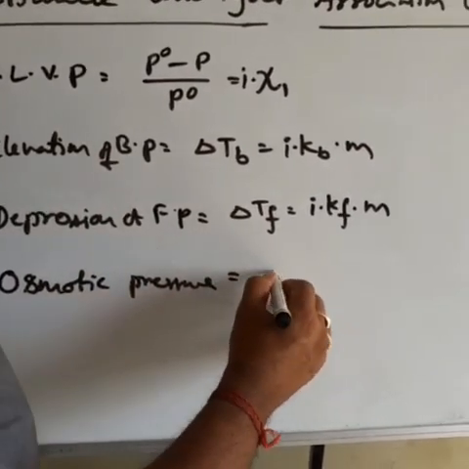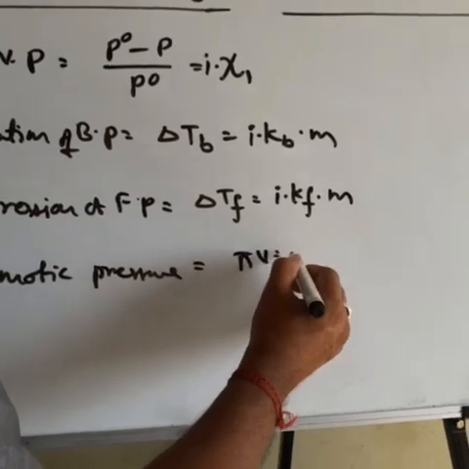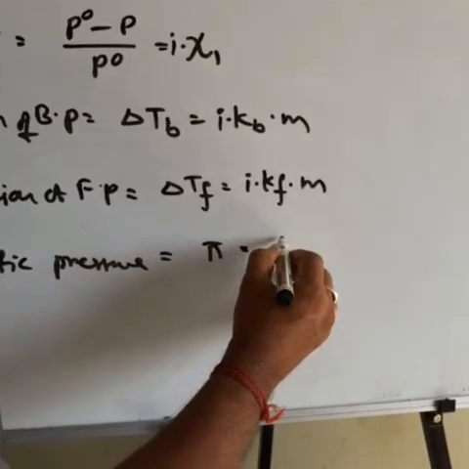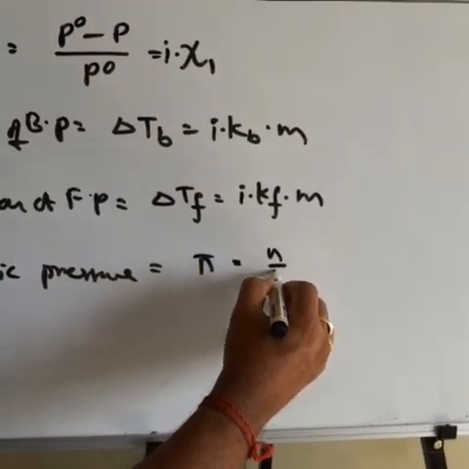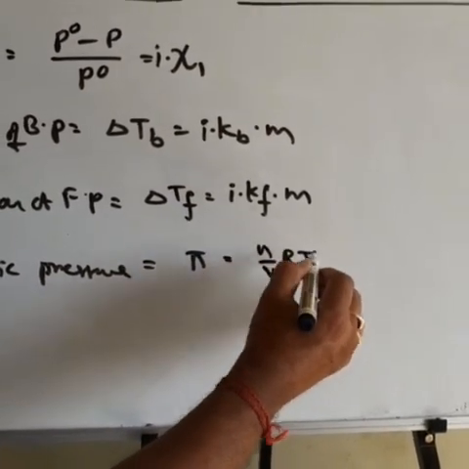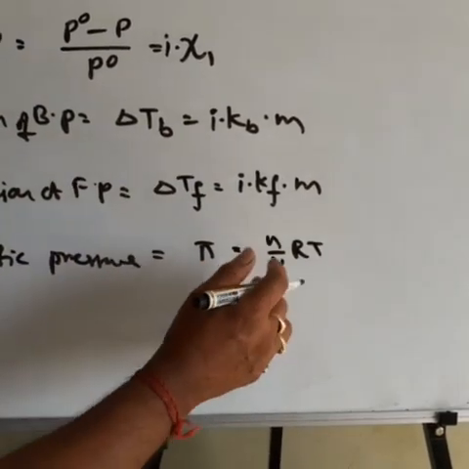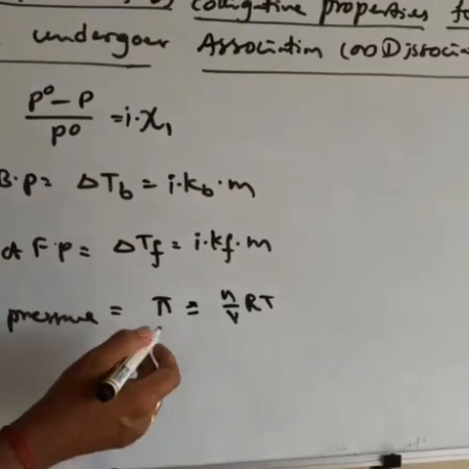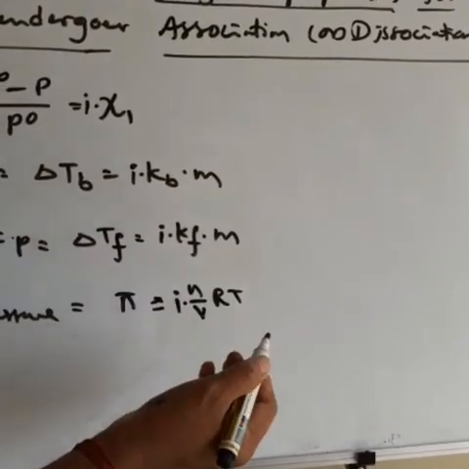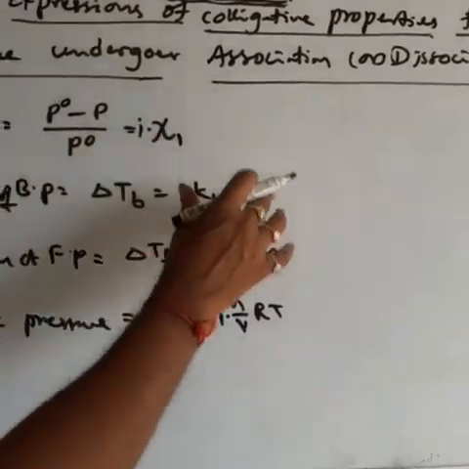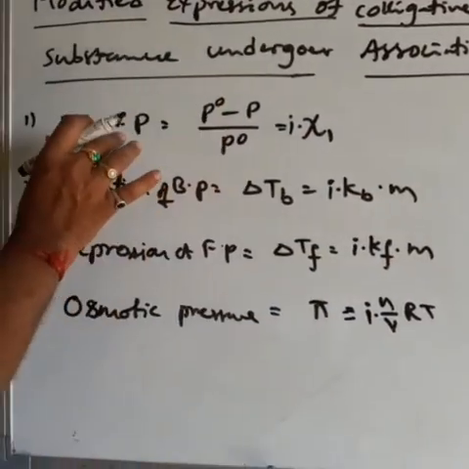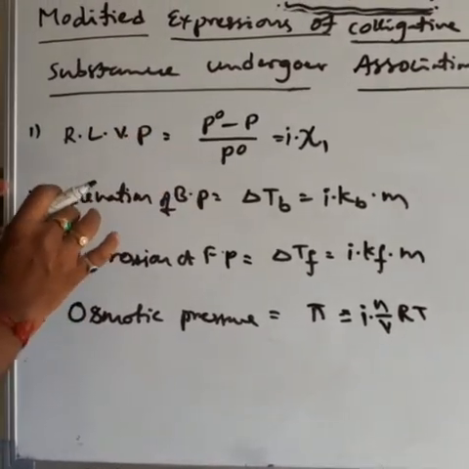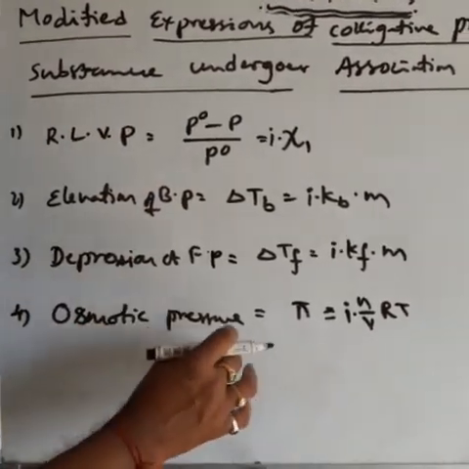What is the osmotic pressure formula? Pi is equal to N by V RT. So pi V is equal to N RT, that is without any association or dissociation. But due to association or dissociation, this equation is modified like this. So this is about the modified colligative properties when the substance undergoes dissociation or association: relative lowering of vapor pressure, elevation of boiling point, depression of freezing point, and osmotic pressure.